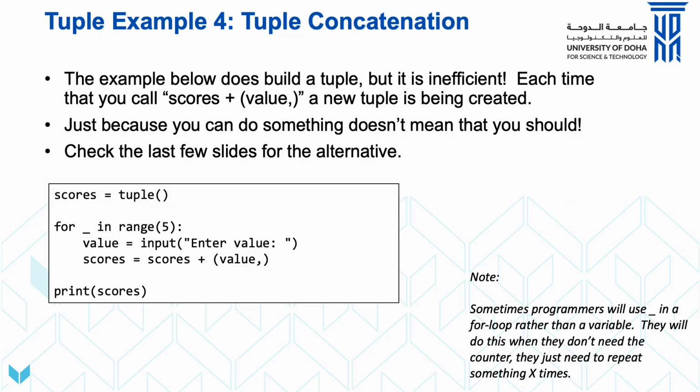The only thing that I've done a little bit weird is I'm saying scores, which is a tuple, is equal to scores plus the value. And I'm building up a tuple this way. So if you wanted to ask the user to enter like 5 scores and put them into a tuple, you could do this. Would I really use this? No, I'd probably use a list instead.